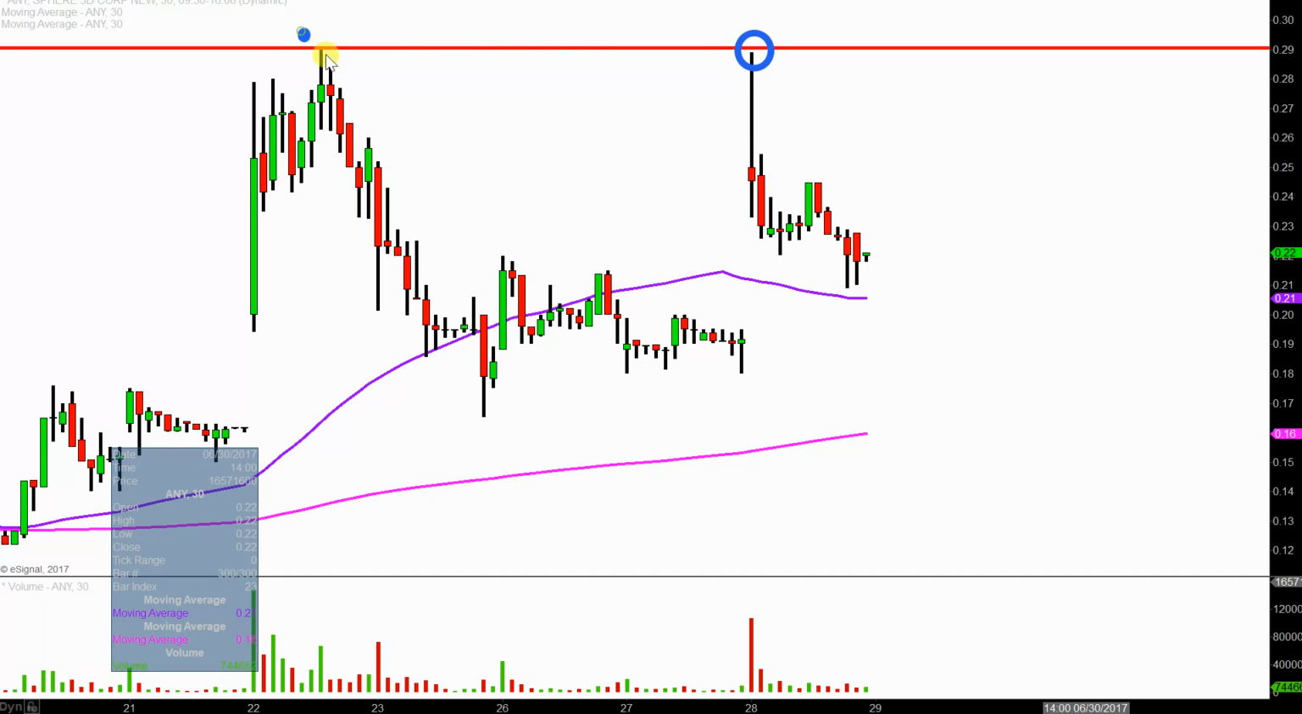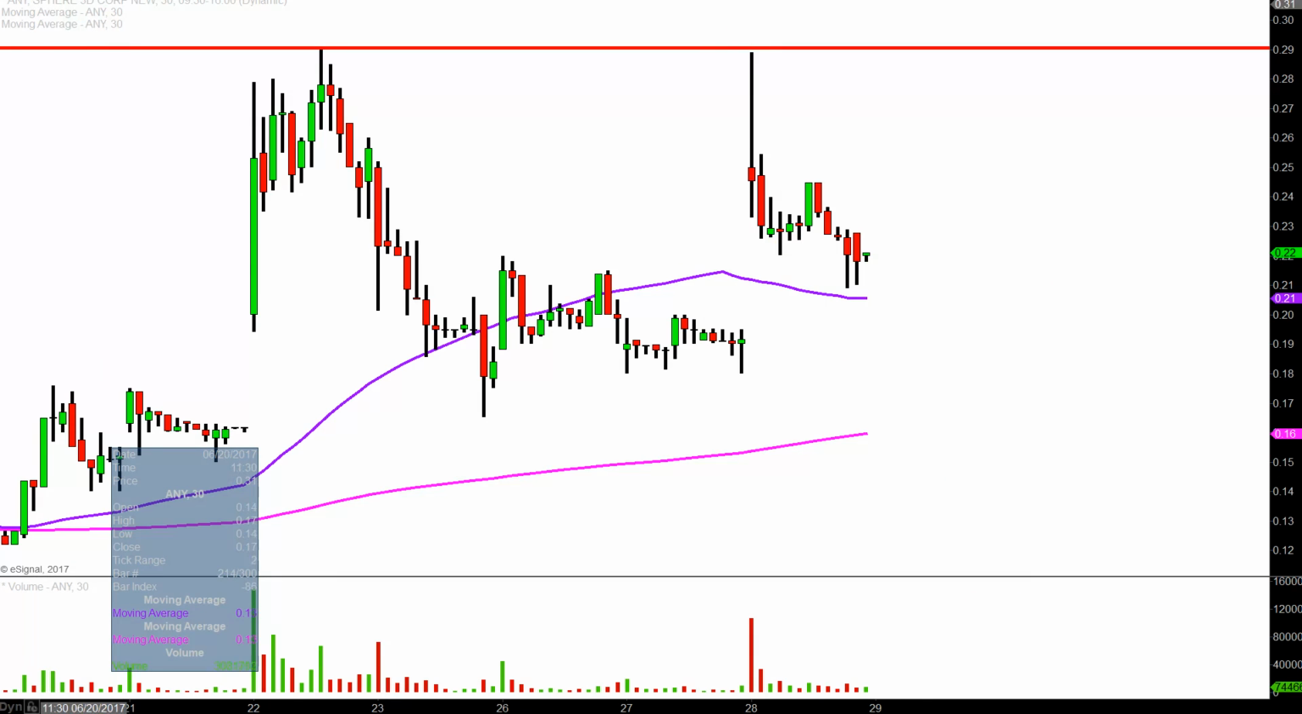And you can see that over the past several days, on 2 different occasions, the bulls have gotten right up around that 29-cent mark. And in both instances, the price was rejected back down. So without question, that is definitely a key area of resistance as far as the chart is concerned.